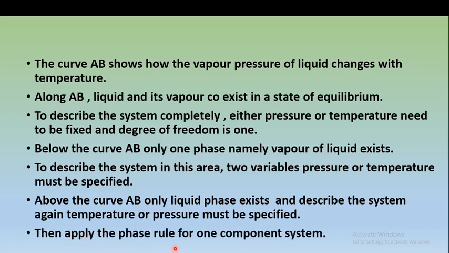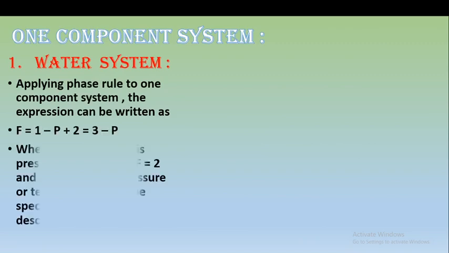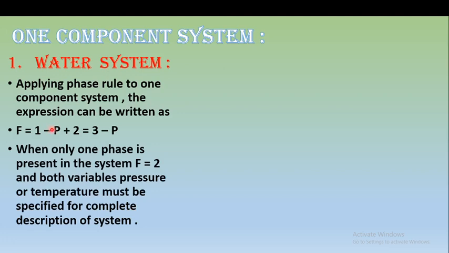Then we apply the phase rule to a one component system. This is a simple type of system, a phase diagram consisting of curve AB, in equilibrium with liquid and vapor. Now we will apply the phase rule to a one component system. The example of a one component system is the water system. If we apply the phase rule to a one component system, the expression can be written as F = C - P + 2, but since we have considered one component, we substitute 1 - P + 2. Therefore the equation is F = 3 - P.